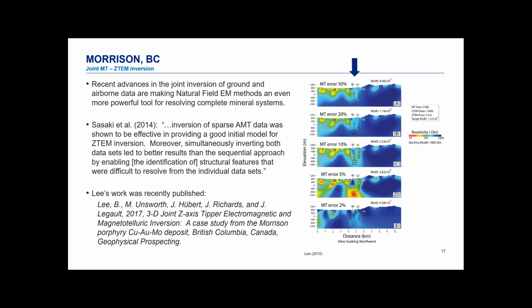So what happens if you then go and collect some MT stations? Now you have ground MT stations, airborne ZTEM, so no electric field, and we want to combine these together. There are numerous challenges in doing that, but there are numerous benefits. And Sasaki there says inversion of sparse AMT data was shown to be effective in providing a good initial model for ZTEM. Moreover, simultaneously inverting both data sets led to better results than the sequential approach by enabling the identification of structural features that were difficult to resolve from the individual data sets. So that's why we want to do it.